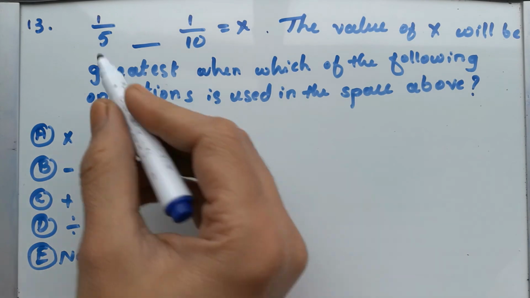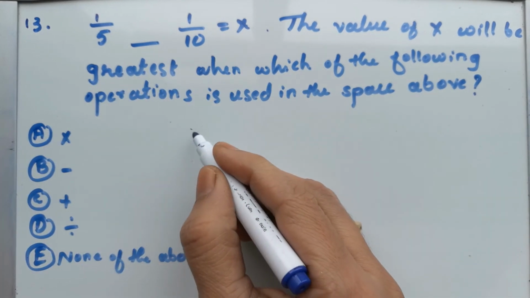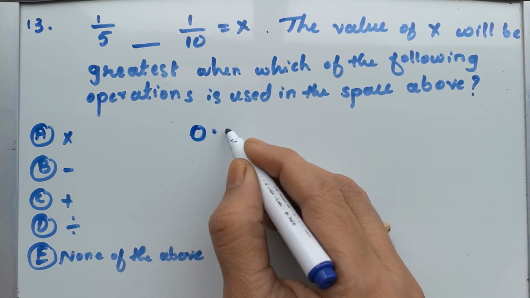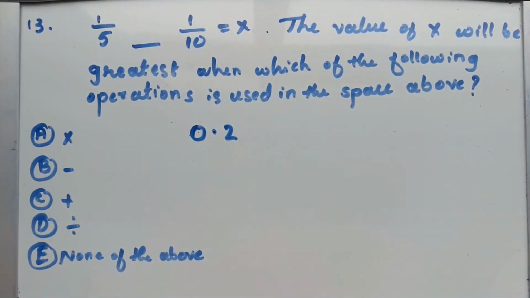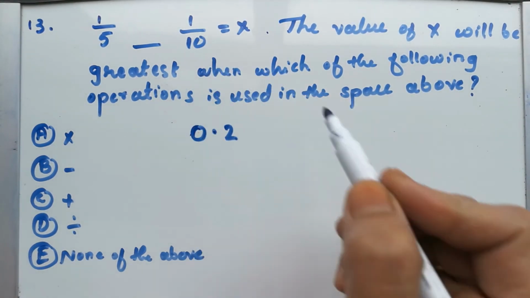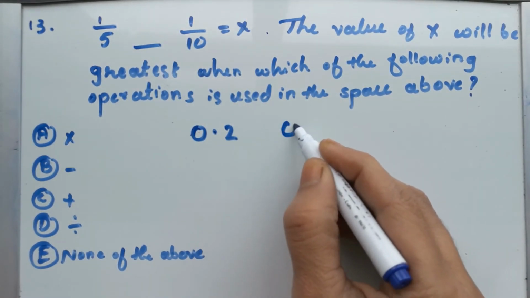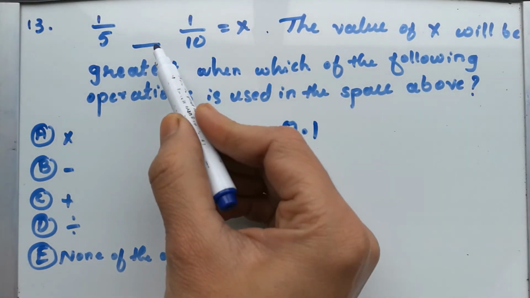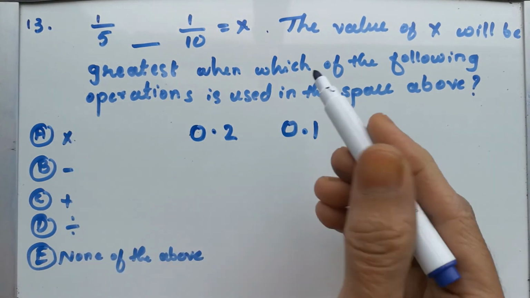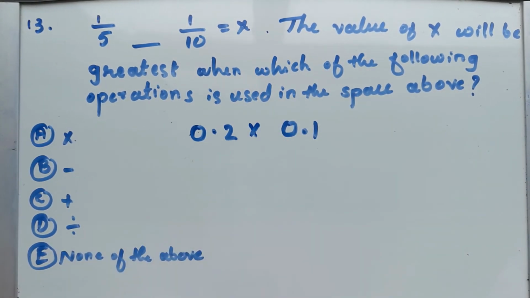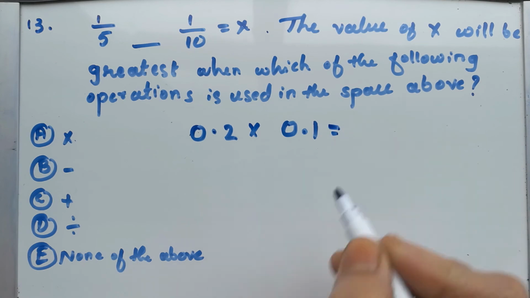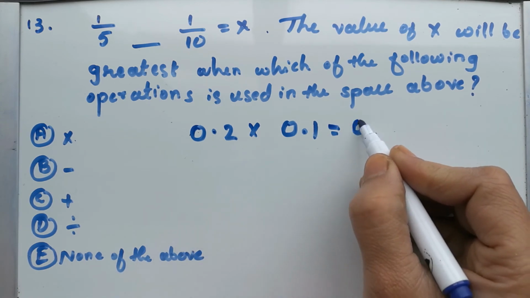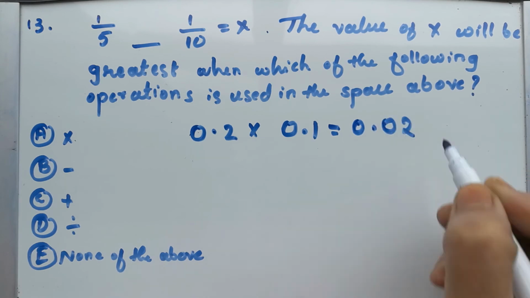So let's find 1 divided by 5. The fraction 1 divided by 5 is nothing but 0.2. 1 divided by 10 is nothing but 0.1. So in the space given, if you put multiplication, what happens? You can use a calculator here. 0.2 times 0.1 is 0.02.